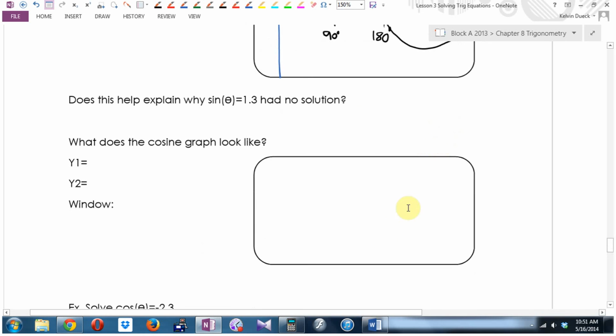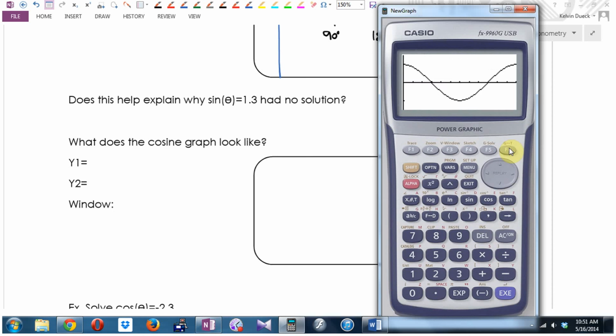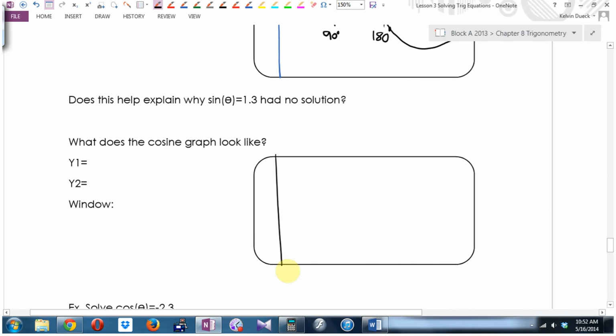What does the cosine graph look like? Go to your graphing calculator, delete your sine graph, and replace it with cosine. What does the cosine graph look like? If you turn your head sideways, what letter does the cosine graph sort of look like? You know what? I got nothing. So the cosine graph starts here. Looks like that.